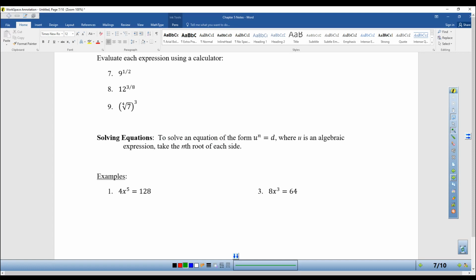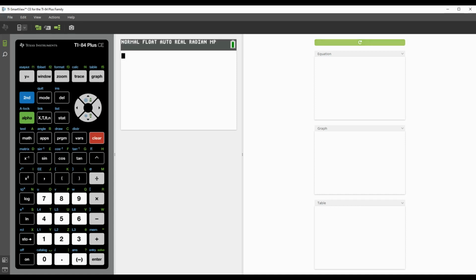So these next three, you're going to evaluate on your calculator. The first one is 9 to the 1/2. So I'm going to hit the 9. Here's the to the, and you can literally just type in 1/2 and hit enter, and the answer is 3.